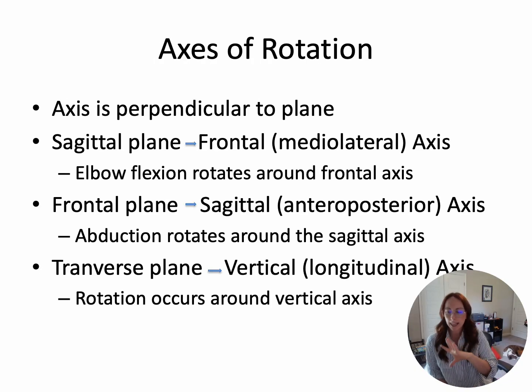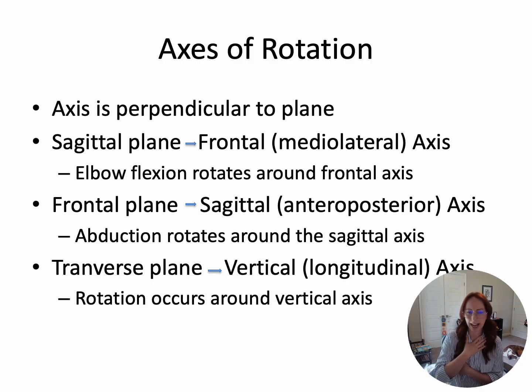So within the planes, we have axis of rotation. So the axis of rotation is going to be perpendicular to the plane, and that's where you're going to be able to see the movement of the joint occur. So again, what is going to be perpendicular to the plane of movement? So for the sagittal plane, so for elbow flexion, going up and down into that sagittal plane, the frontal or the medial lateral is going to be the axis.